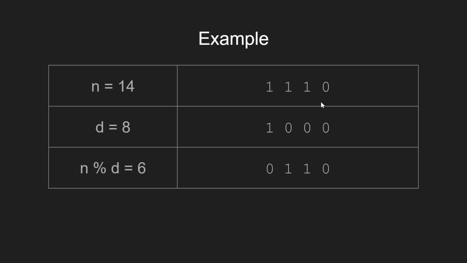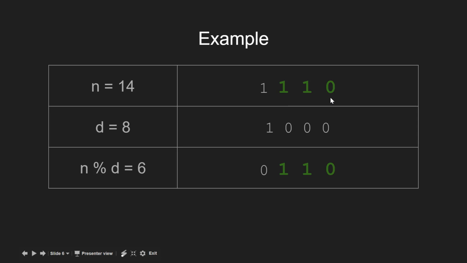Here in the example, if you can see, 8 has only a single set bit, and the solution is the integer formed from the bits which are to the right of this bit in the given integer 14. So the solution is 6 in this case. Moreover, any power of 2 number will have only one bit set. Now, if that bit is the ith bit from the right, then n modulo d would be the integer formed from the 0 to i minus 1 bits in the given integer n.